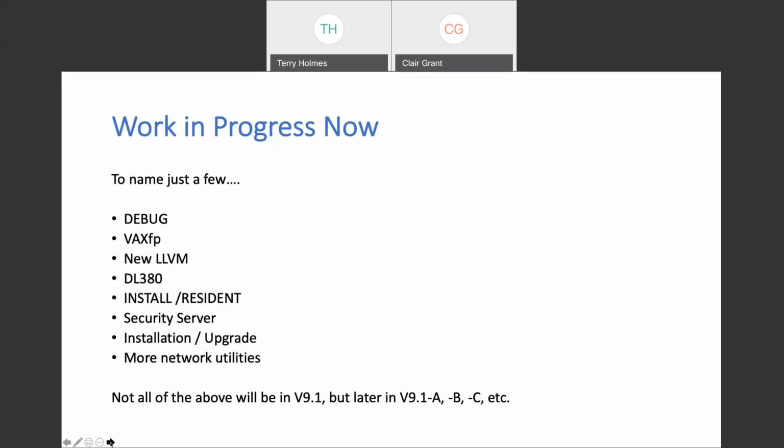So I'd like to emphasize again, there's not going to be a single 9.1. It's going to come in phases, just as we have moved along with 9.0. And that's worked well, and I think it helps us as well as helps people in the field.